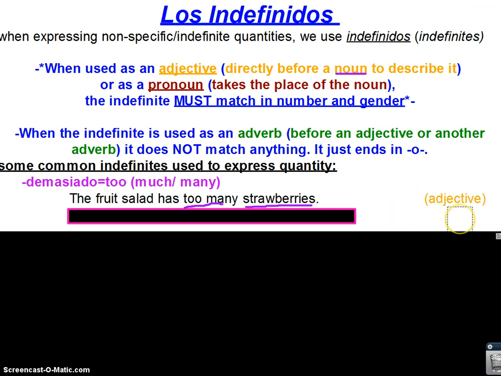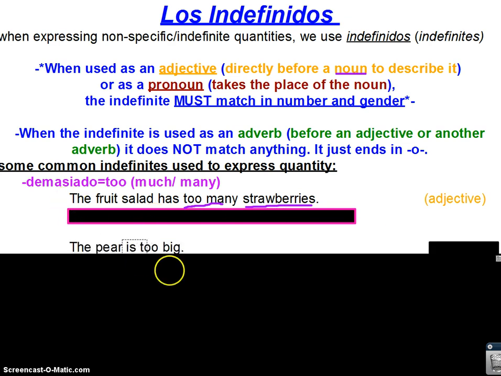So since it's being used as an adjective, we're going to have to make sure it matches strawberries in number and gender. You do not have to fill in the Spanish sentence now. We're going to go ahead and leave a blank line for that to fill in later. I have another example sentence to use demasiado in.